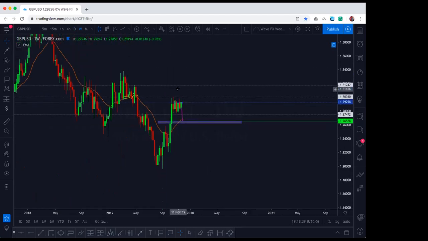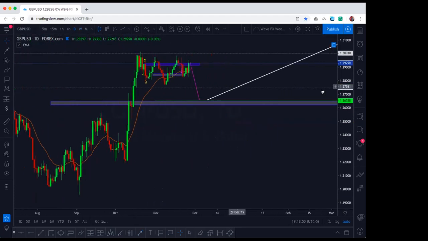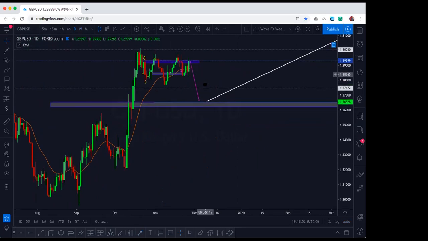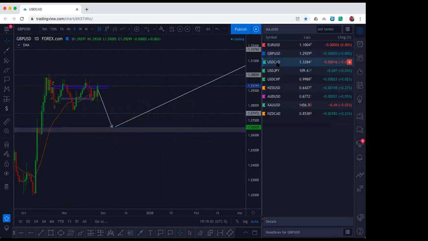Right, so we're anticipating the market to approach this area, and then from here we could possibly look for longs out of the market. So as it stands now, if you're looking at a trade, I would be more inclined towards pound to the downside. Right, so that's what I'll be looking at out of the market.